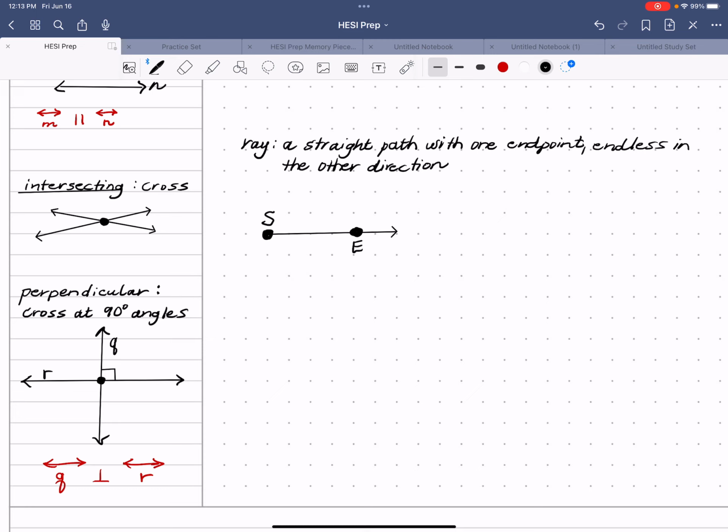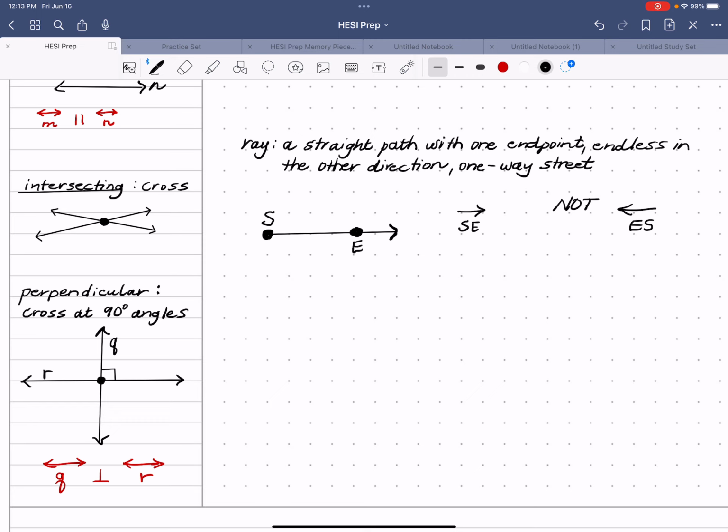This is called a ray. This is endless in one direction, and it has an endpoint. This is a one-way street. A line is a two-way street because it's endless in both directions. But we could call this ray SE. You may not call this ray ES because E is not the endpoint. One-way street.